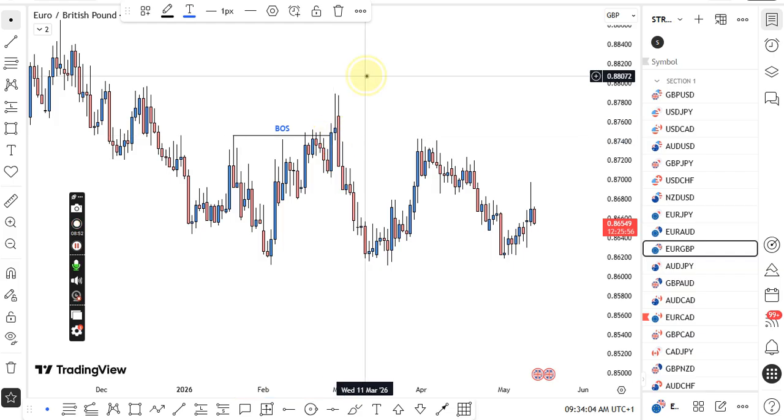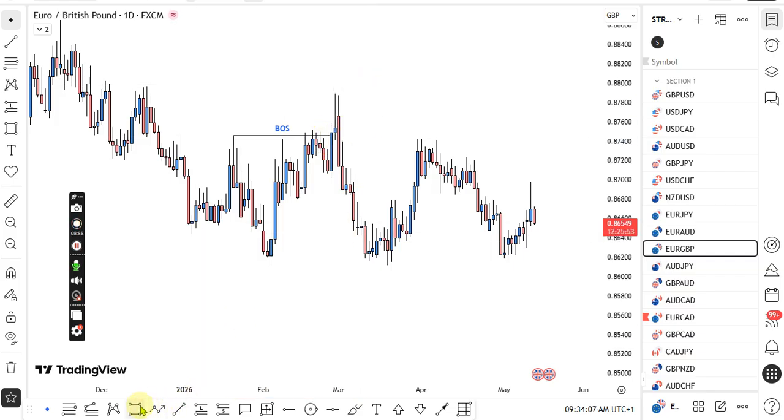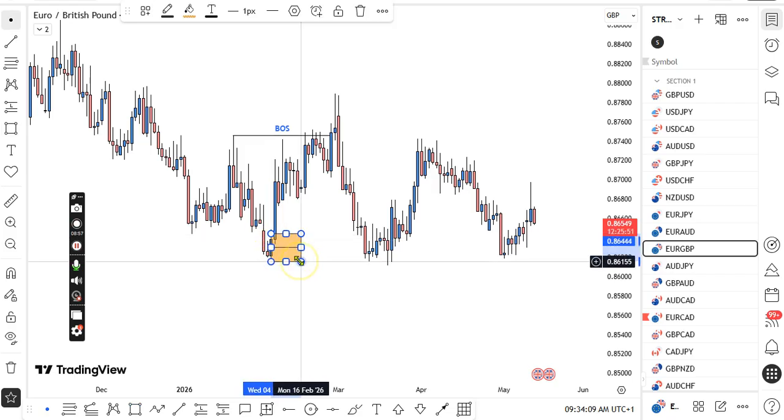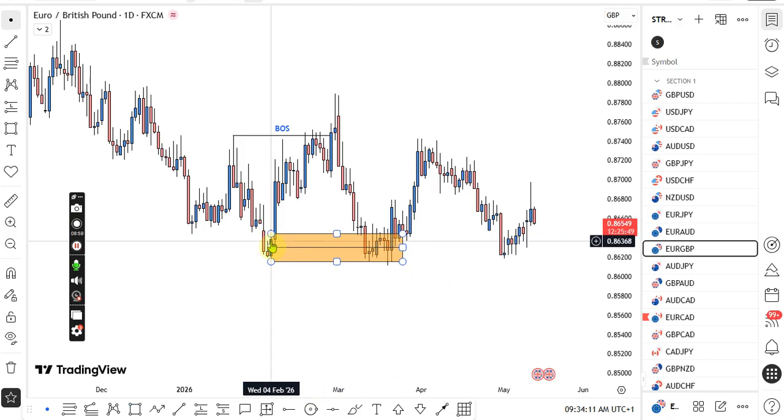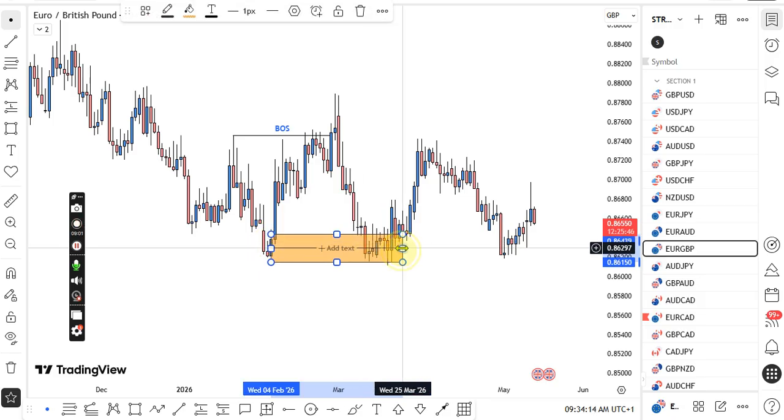It broke with a candle close above, right? Body of the candle above, and it left below a valid key level at the origin. And price came back into that key level, and then what happened? Price did what? Push back.